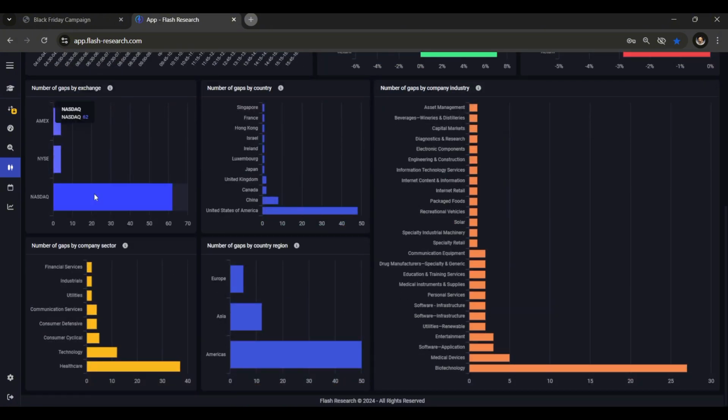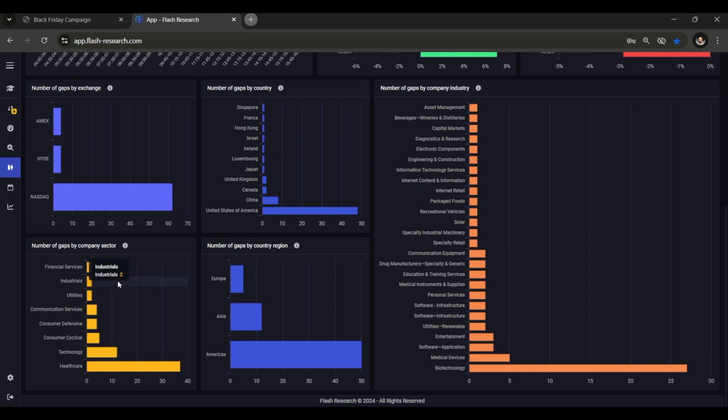Going down, we see the number of gaps by exchange. You can check out here that the biggest amount is on the Nasdaq. Number of gaps by country: you see it's United States and China as the main ones, with China having 8 gappers and the United States having 48, and you have more in other countries.